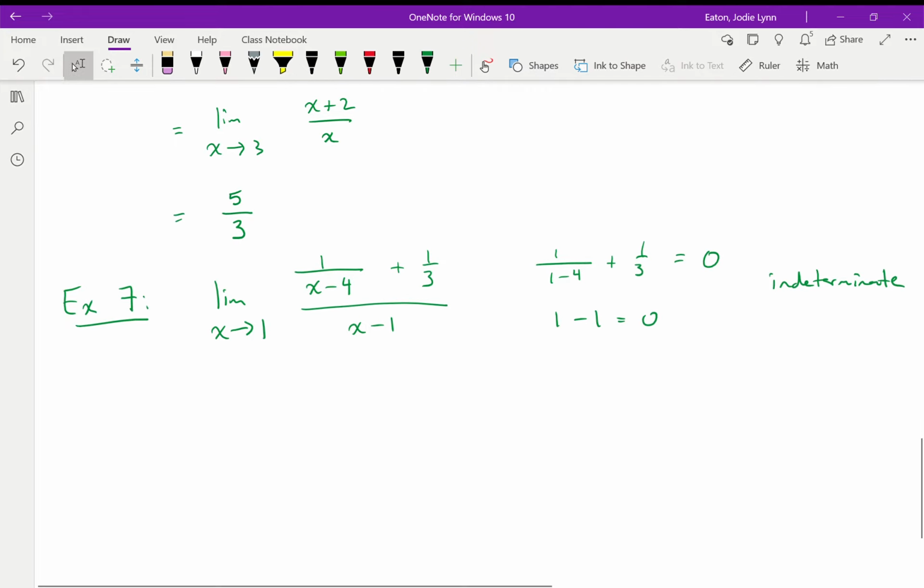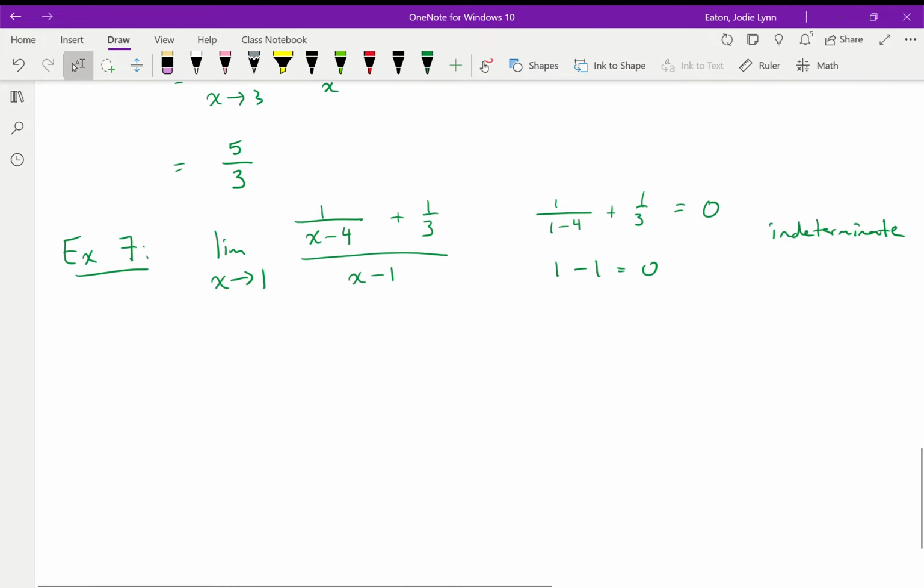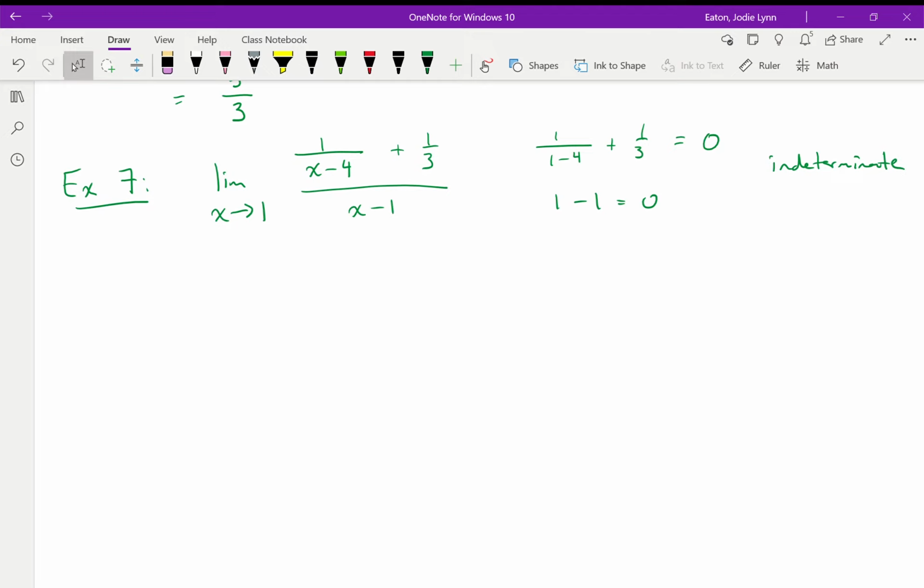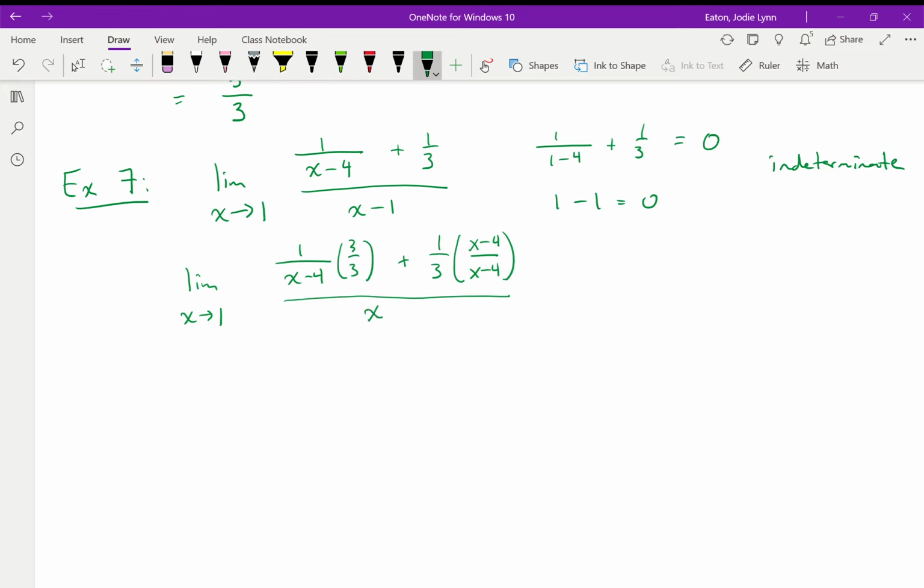So now we have to figure out something to do. So what I would try doing is try getting rid of your fractions in the numerator by adding them together, then you can divide. You can also divide first, make sure you're doing it to both pieces, and then multiply. It's just some fun with fractions. So what we're going to do is write the limit as x approaches 1 of 1 over x minus 4. We're going to multiply this 1 by 3 over 3 plus 1/3 times x minus 4 over x minus 4, being careful. We'll just leave that all over x minus 1 for now.